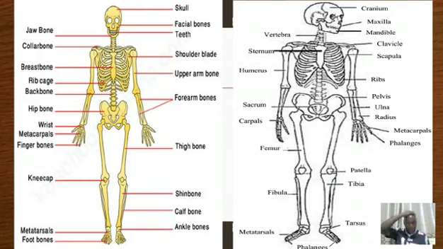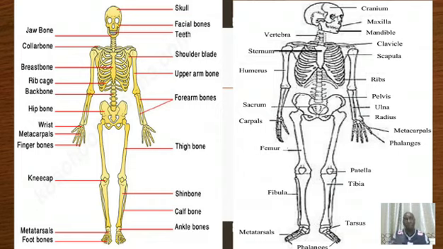To begin from here, this is the skull. The whole of it is the skull. We could call it the skull or call it the cranium. The image on one side is labeling parts, and the image on the other side shows the alternative names of those parts of the skeleton. That is why we are calling this the skull, and we can as well call it the cranium.